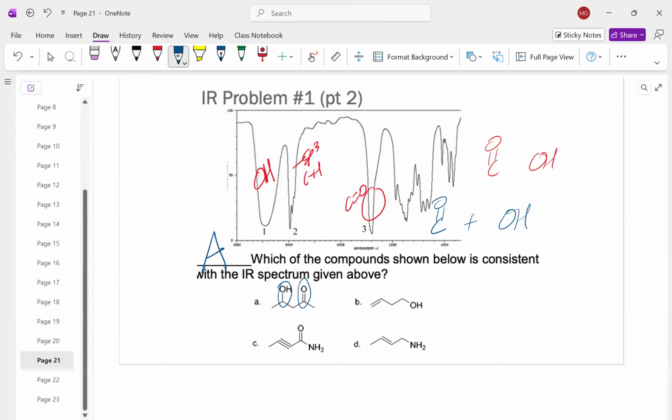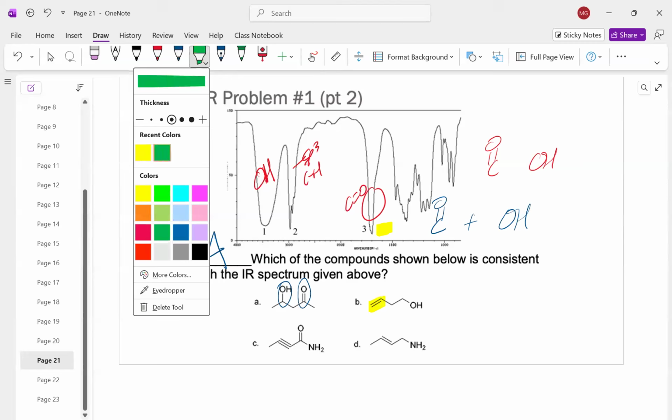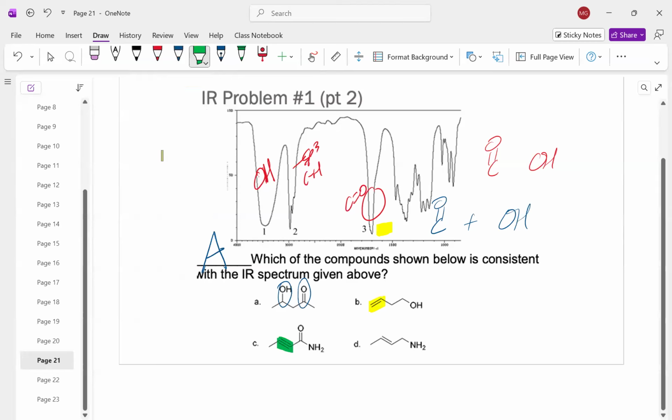If we look at B, there's a carbon-carbon double bond. I should expect to see that somewhere between 1500 and below 1700. I don't see that. Well, how about a carbon-carbon triple bond, like in C? Well, I should see that somewhere between 2000 and 2500. I don't see that.